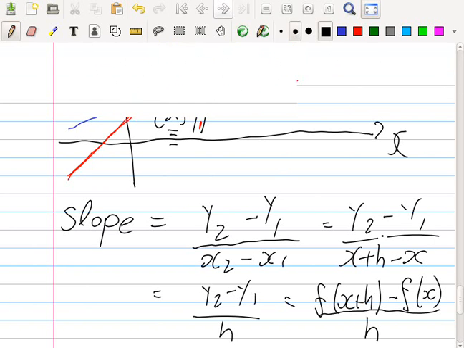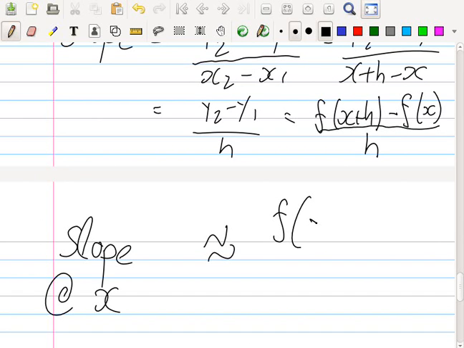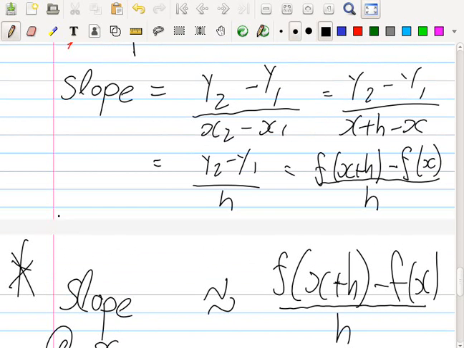So I'll summarize, I'll put in a box here for you. The slope at x is approximately f(x plus h) minus f(x) all over h. So you definitely need to write that part down. Yes? Go scroll up. Okay.